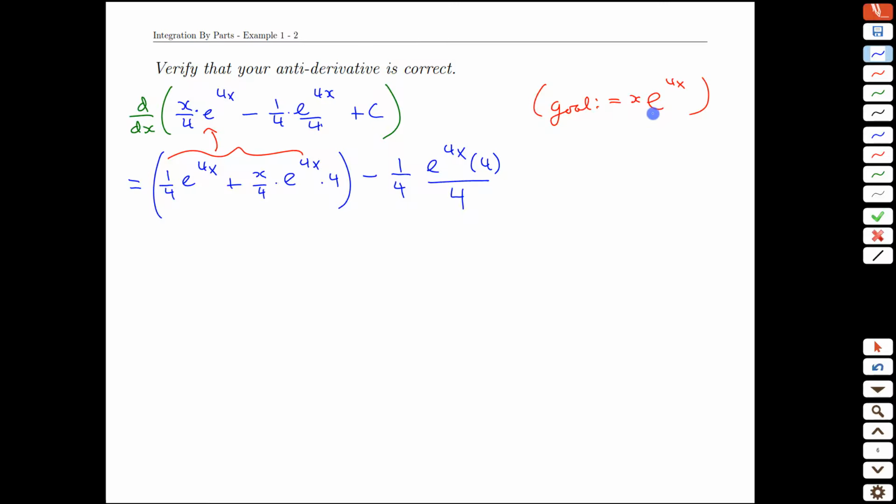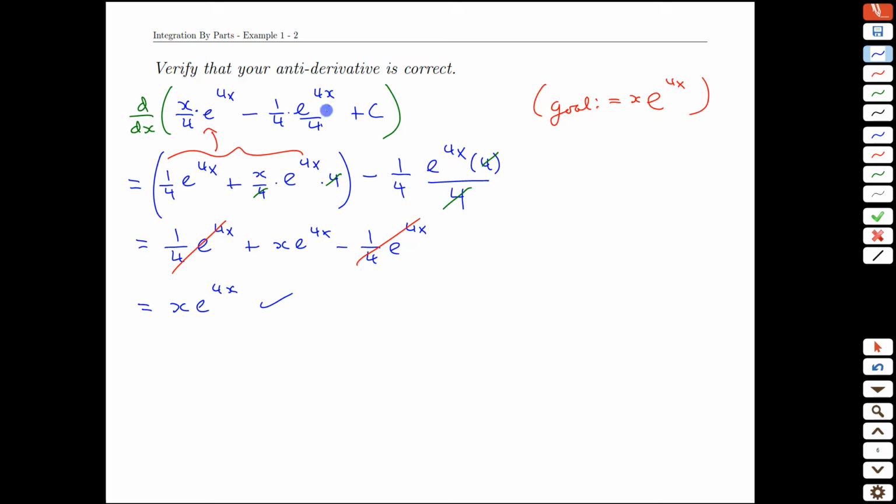Now this still does not look an awful lot like x e to the 4x until we start canceling things. I'll do this over a few lines just so we see exactly what's happening here. The 4's here also cancel. And there we see our x e to the 4x. And the other two terms are perfectly balanced. We have negative 1/4, positive 1/4, those cancel. And sure enough, our final derivative value is x e to the 4x.